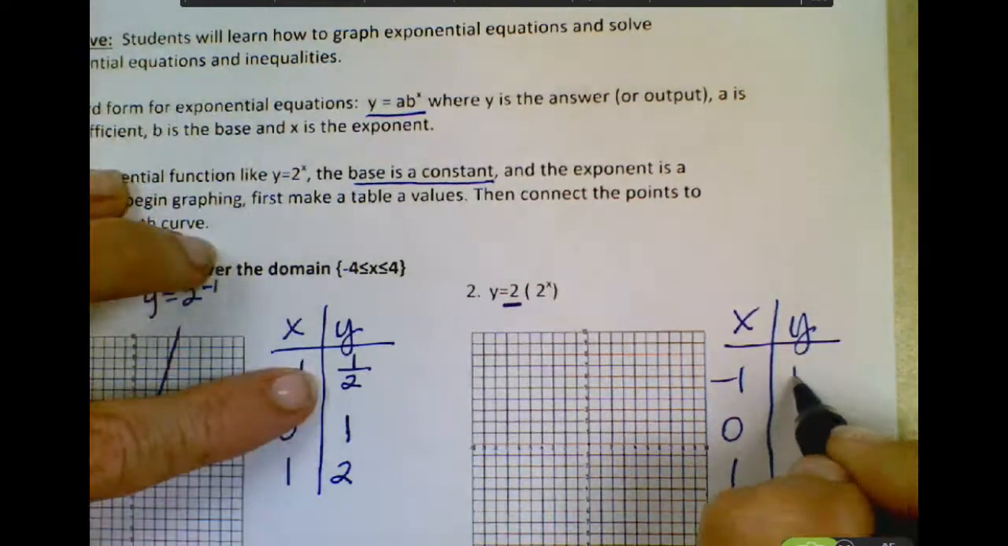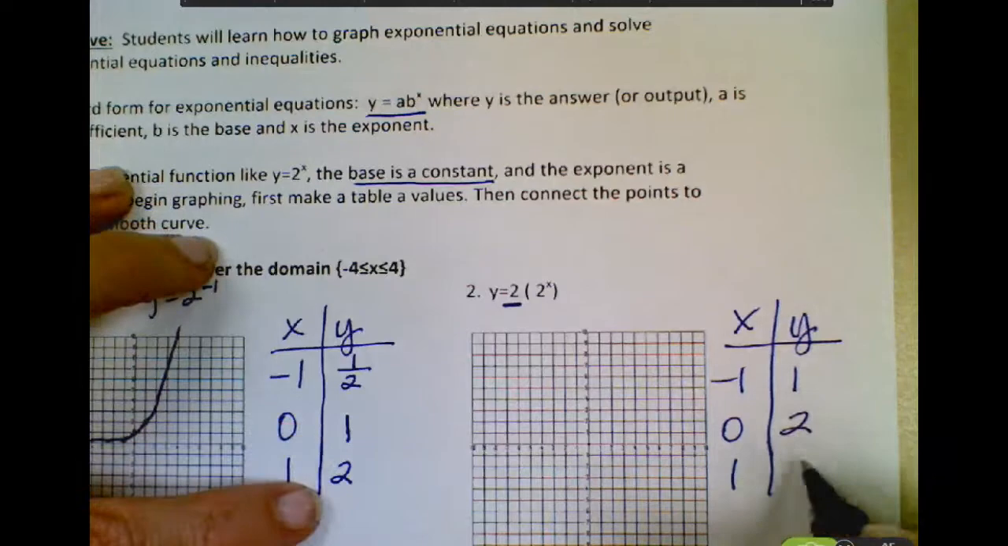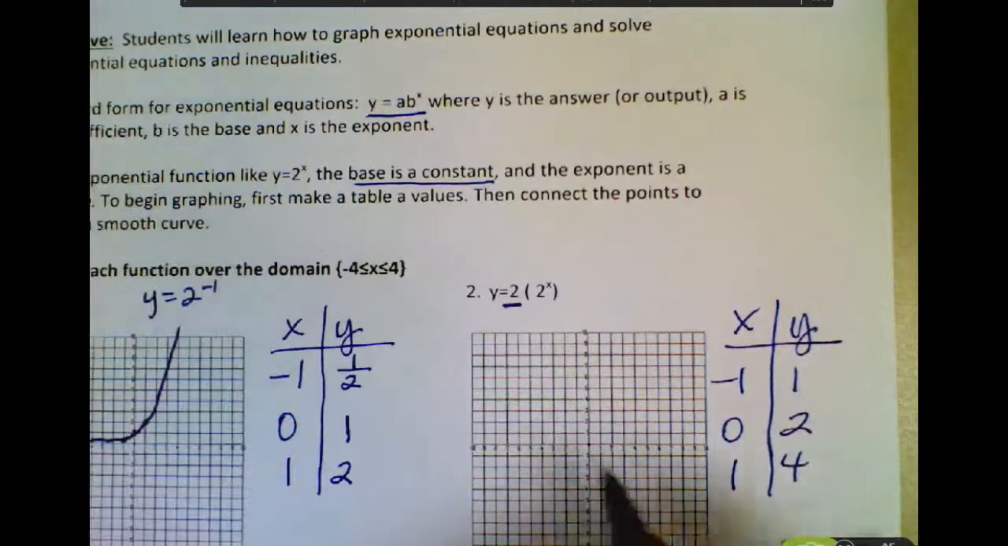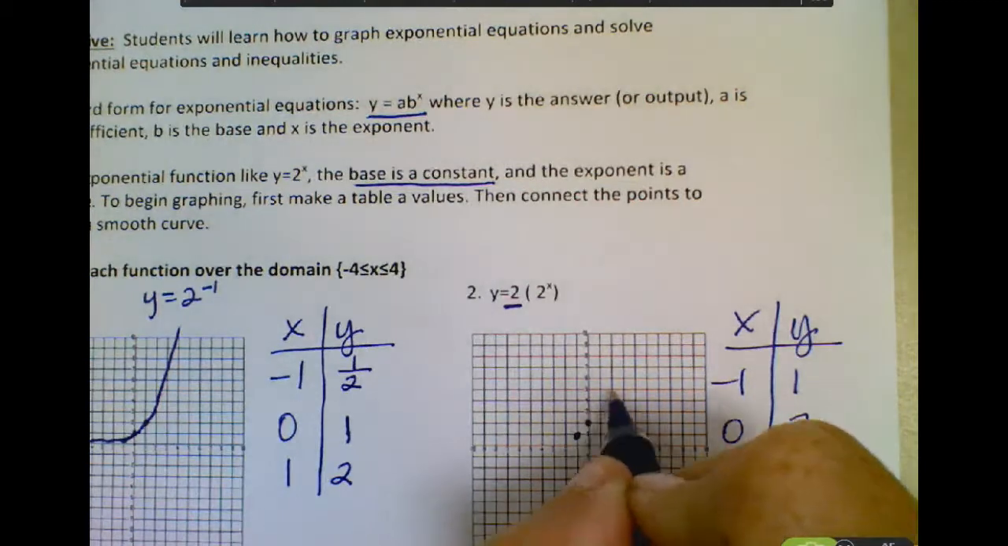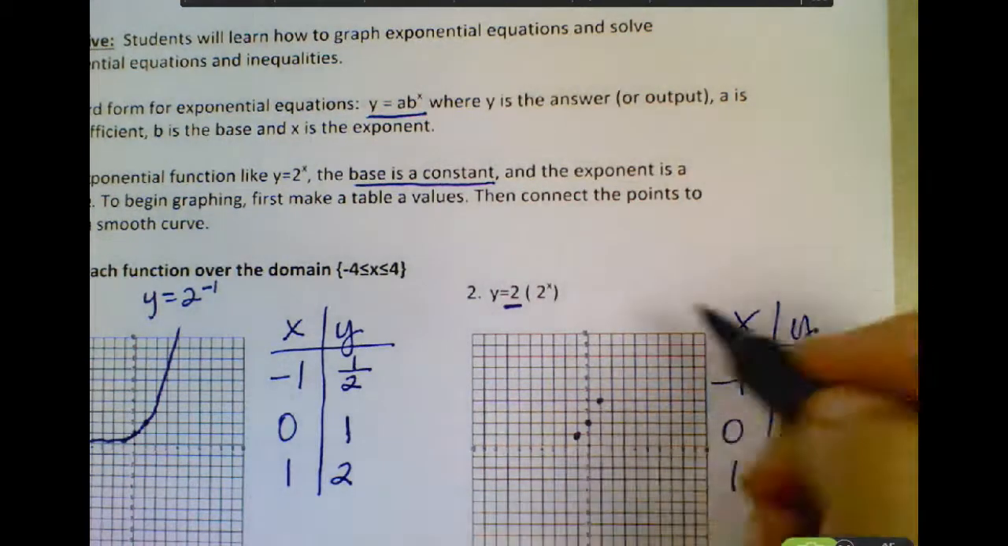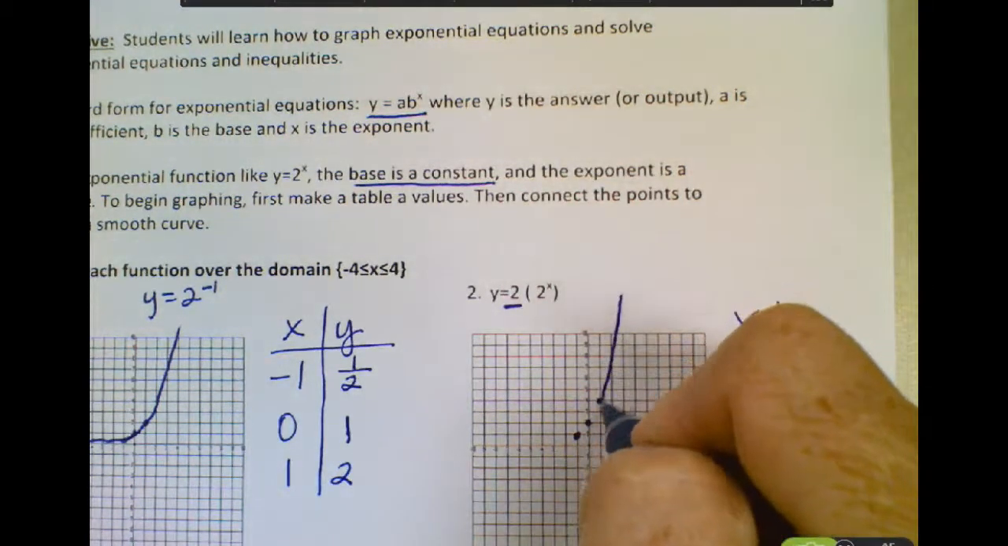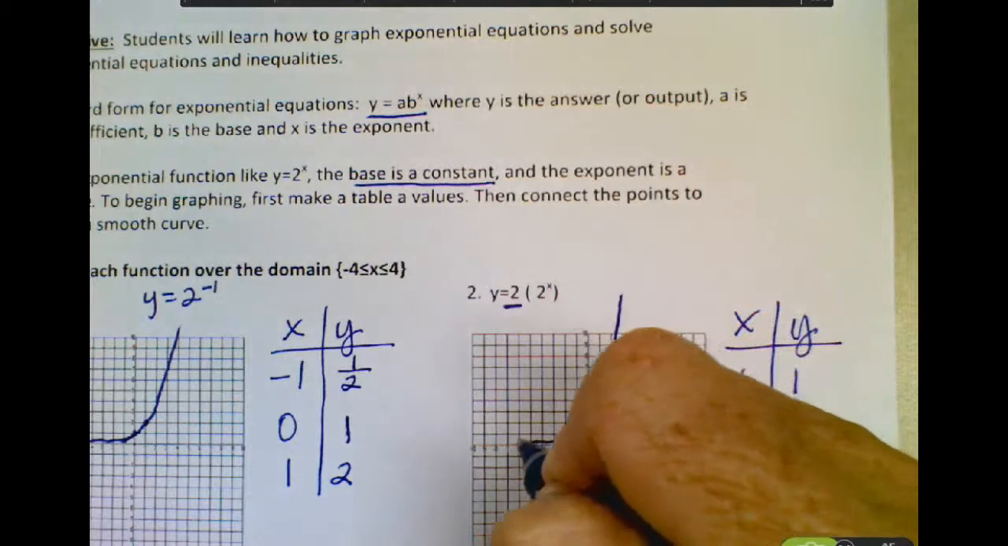So the only thing I need to do is double all of my y values. So double of 1/2 is 1, double of 1 is 2, double of 2 is 4. Let's graph that. You have (-1, 1), (0, 2), and (1, 4). So you notice that it's the same type of curve, except that it's much steeper.